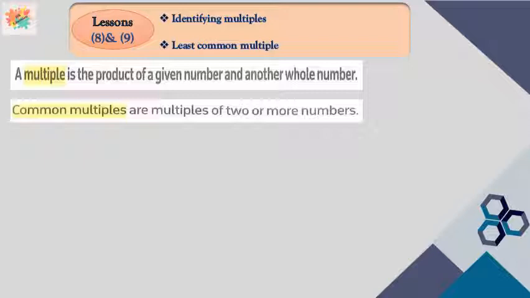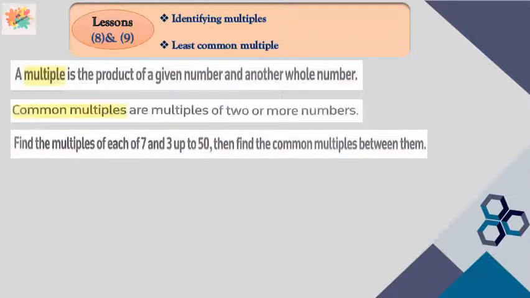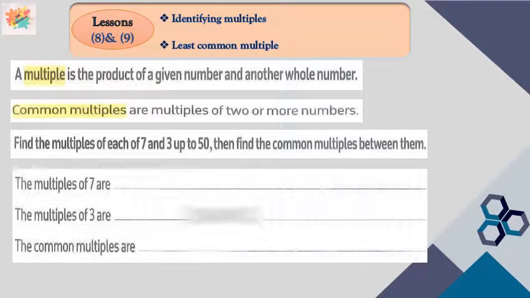Common multiples are multiples of two or more numbers. For example, if I ask you to find the multiples of each of 7 and 3 up to 50, then find the common multiples between them. Let's see how we can find the multiples.